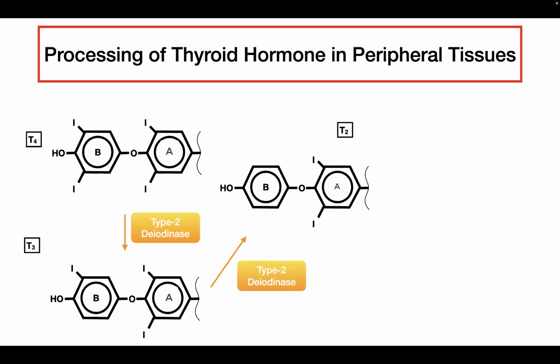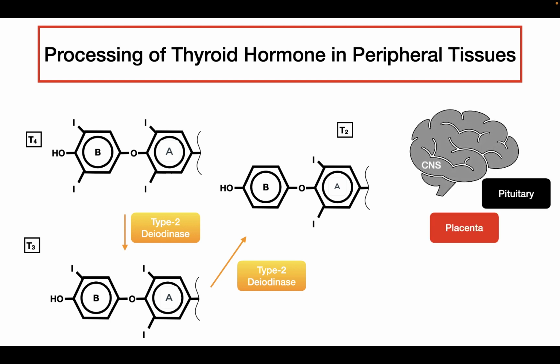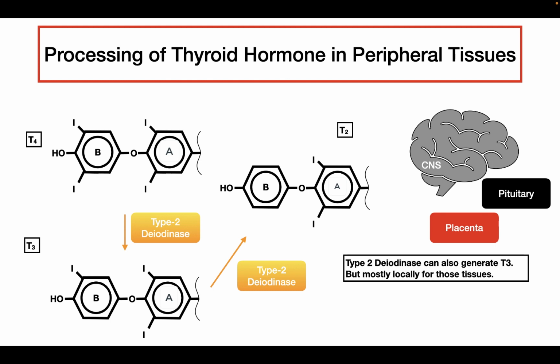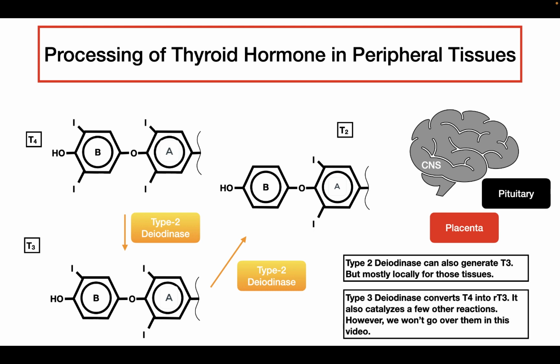There is another enzyme that can convert T4 into T3, and this is going to be the type 2 deiodinases. Type 2 deiodinases are very similar to type 1s. However, these are going to be found in high concentrations in the central nervous system, the placenta, and the pituitary. The type 2 deiodinases can also generate T3, but most of this T3 is going to be for local use by the tissues. There's one more enzyme that you should know, and this is going to be the type 3 deiodinases. Type 3 deiodinases can convert T4 into reverse T3, and they can also catalyze a few other reactions. However, we won't go over them in this video.